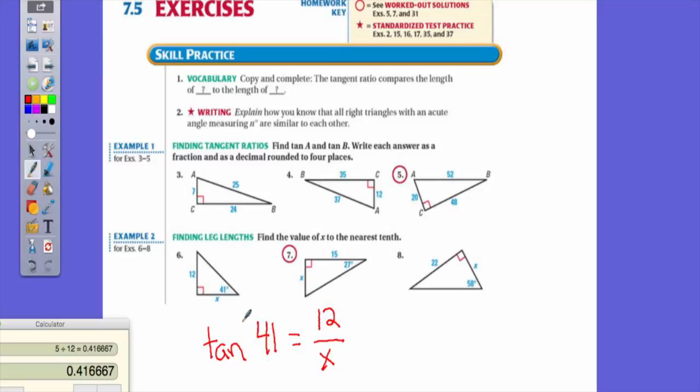Okay, you're doing 41 and then tangent. You want to know what the tangent of a 41-degree angle is. So in your calculator, we do 41 tangent. Now you're going to give it to me to 4 decimal spaces. What do you get? 0.8693.